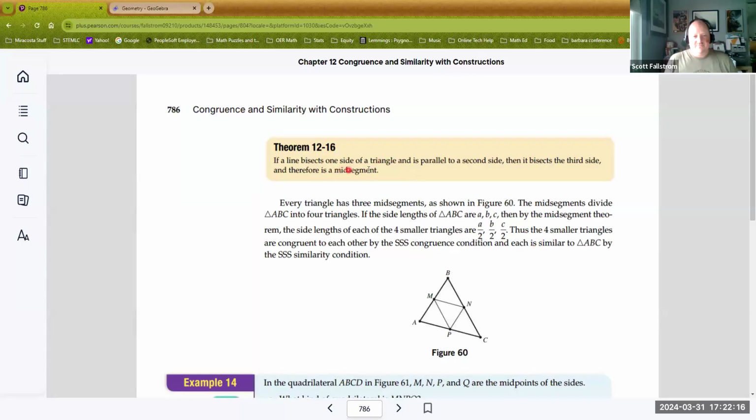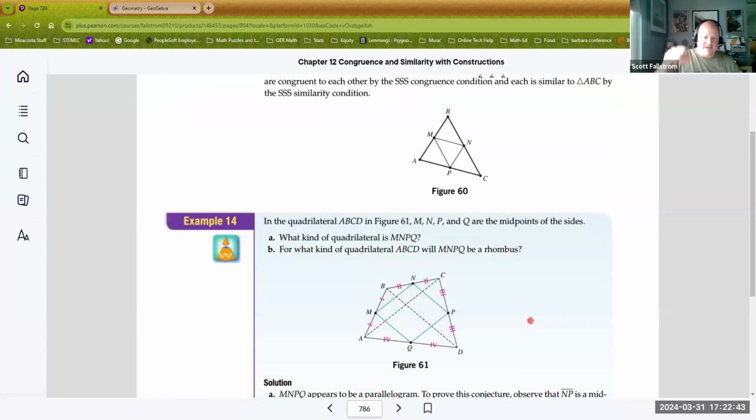And let's see here. If a line bisects one side of a triangle and is parallel to the second side, it bisects the third side. Therefore, it's a midsegment. Whatever. I don't even know why this is a theorem. If it bisects one side of a triangle and is parallel to another side, then it has to bisect the third side. Well, again, if it's parallel, then it has to create proportional segments, right? A proportional segment of 1 to 2 on one side means it's got to be 1 to 2 on the other. So anyway, that's clearly not one of the biggest pieces.